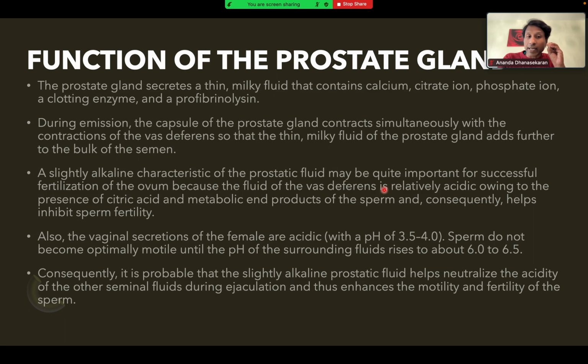Because of the slightly alkaline prostatic fluid, it neutralizes the acidity of the other seminal fluids and also the acidity in the female tract. Alkalinity increases the motility of the sperms.